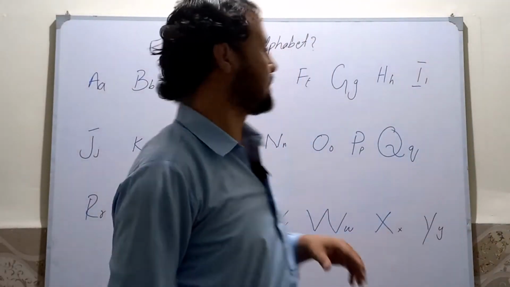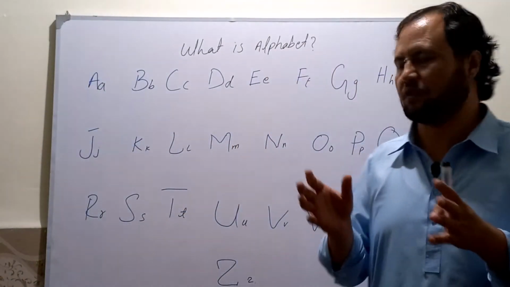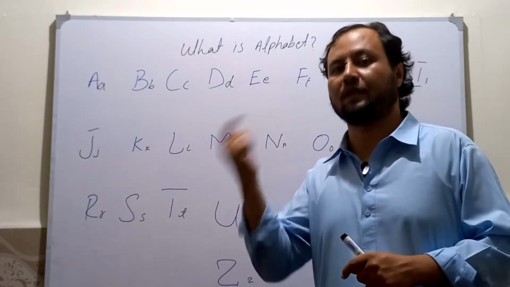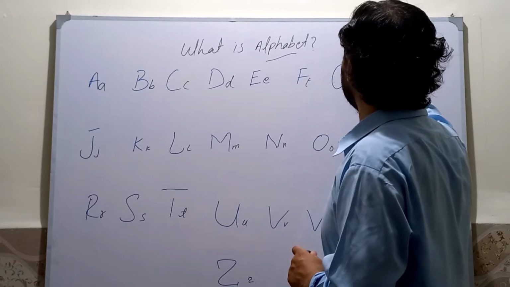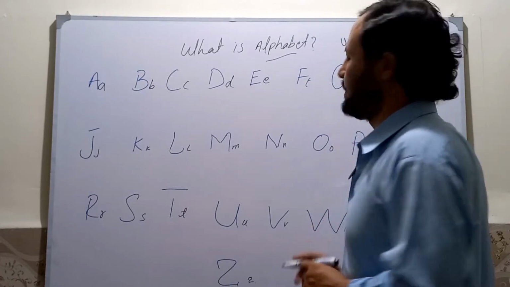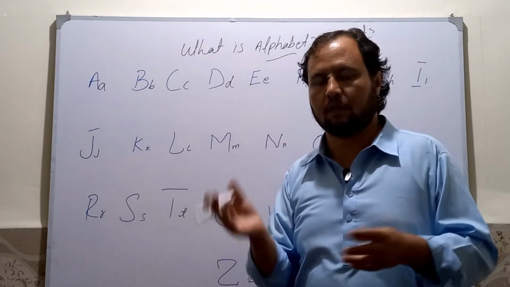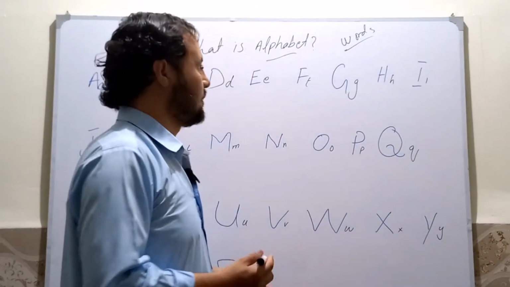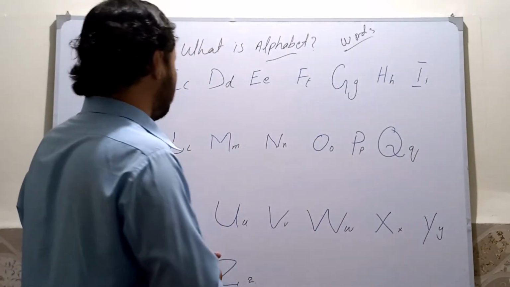Okay, so alphabets. What is alphabet? As I mentioned, alphabets are the initial small elements of a language through which we form words. With the help of alphabets we make words, and obviously with words we make sentences, and with sentences we make speeches, conversations, and dialogues. So we will study them step by step.